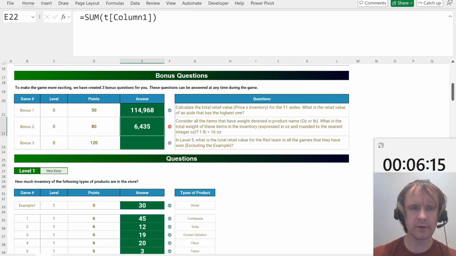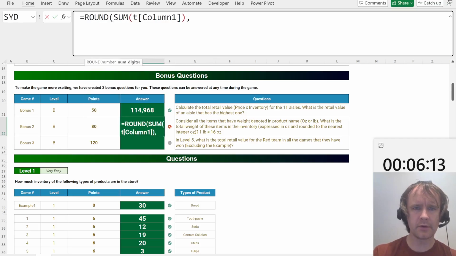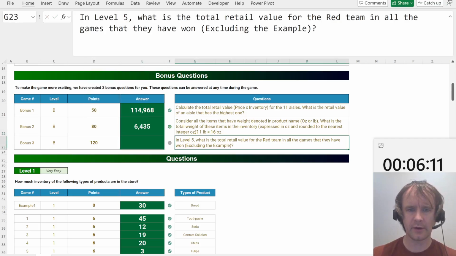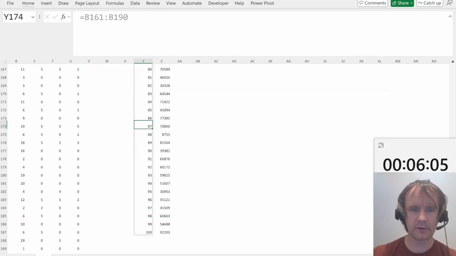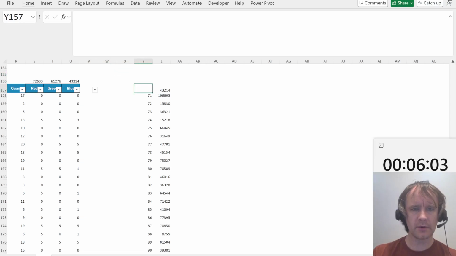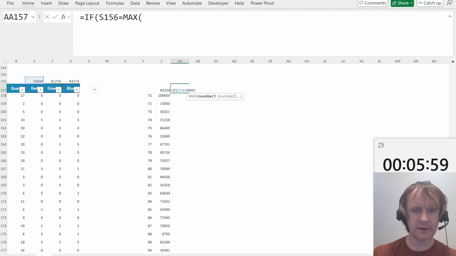Sorry, and rounded to the nearest integer. Round. Yes. Okay, level 5: what is the total retail value for the red team in all the games that they've won, excluding the example? Okay, so I want to say equals, if this equals max of this, then this, otherwise 0.